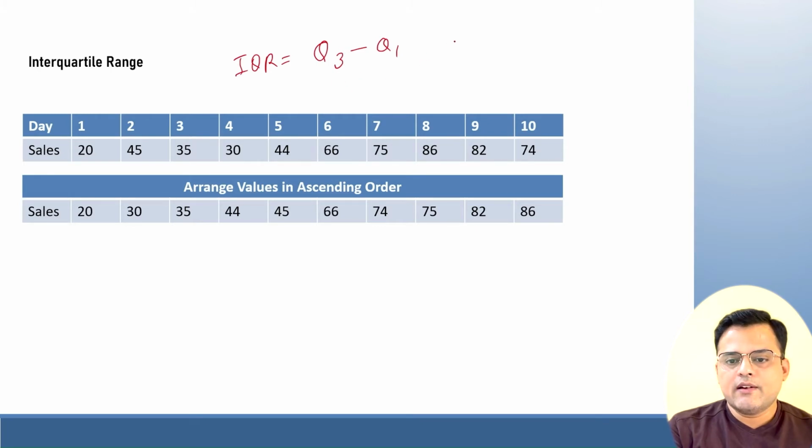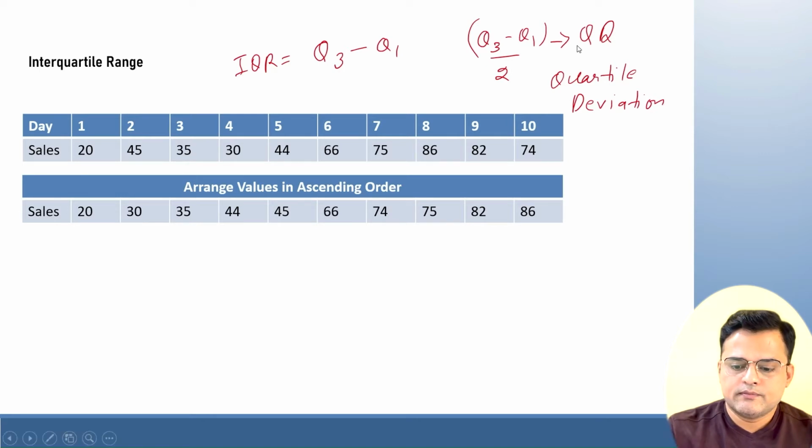Now if I divide the IQR by 2, if I do Q3 minus Q1 divided by 2, that becomes the quartile deviation. So this is called quartile deviation. Half the distance between Q1 and Q3 is called the semi-interquartile range or quartile deviation.